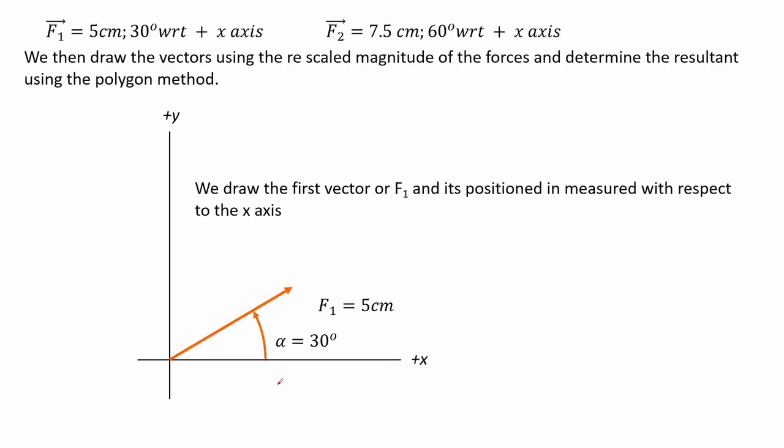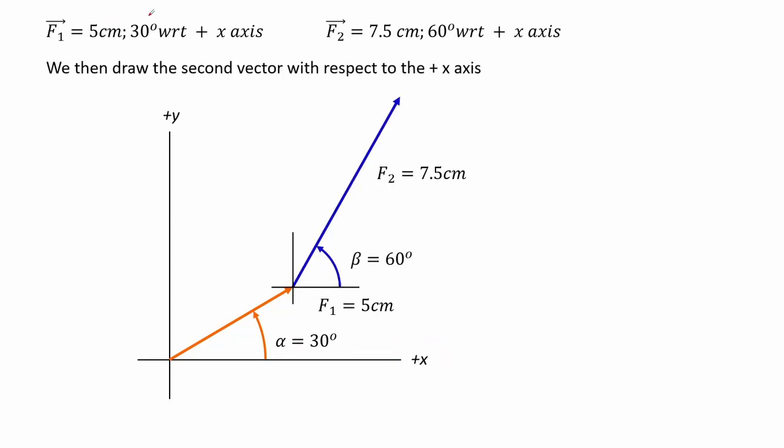We draw the first vector positioned at the origin of the Cartesian system. The angle is measured from the positive x-axis as shown here. We then draw the second vector with its tail connected to the head of the first vector. The angle of 60 degrees is measured with respect to the horizontal as shown here.